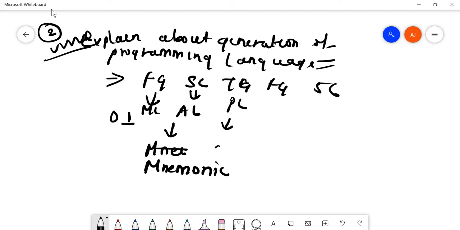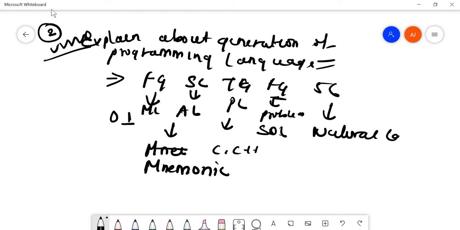C, C++, all of these fall under this language. Fourth generation is also known as problem oriented language. Okay, so Oracle, SQL, etc., they fall under this generation. Fifth generation is also known as natural language. Okay, so Prolog, Lisp, Mercury, etc. fall under this generation.